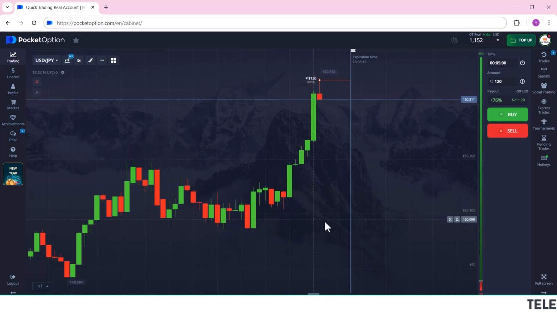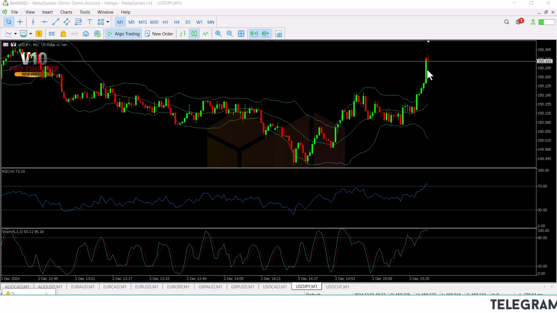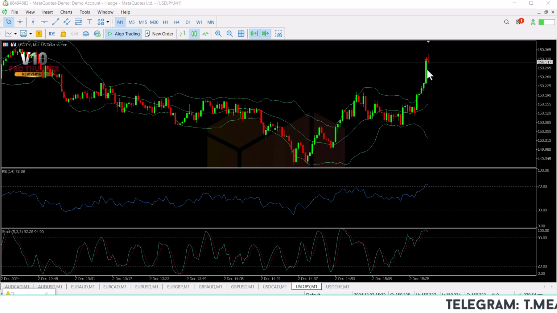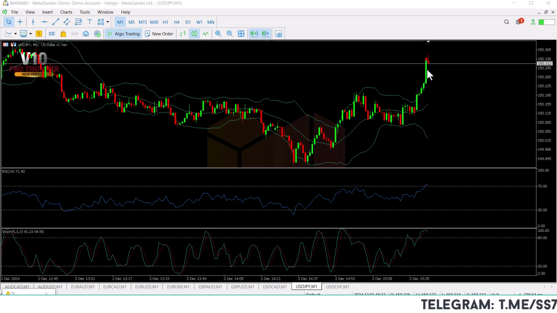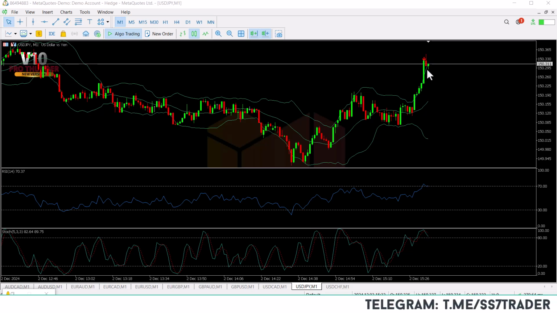Pro Thunder V10. It is an advanced binary options indicator designed by SS7 Trader. It combines neural networks and artificial intelligence to deliver precise market analysis, helping traders identify high-probability put-call trading opportunities.